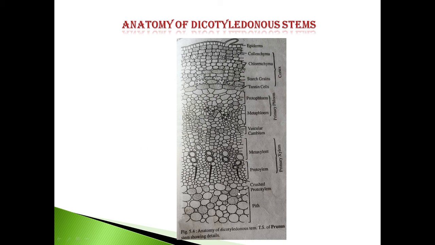The next is the pith. In dicotyledonous plants, the center of the stem is composed of thin-walled parenchyma cells and is known as pith. The cells have distinct intercellular spaces between them. It means the parenchymatous cells are present here, and intercellular spaces are present in parenchymatous cells. Now we complete the anatomy of the dicotyledonous stem.